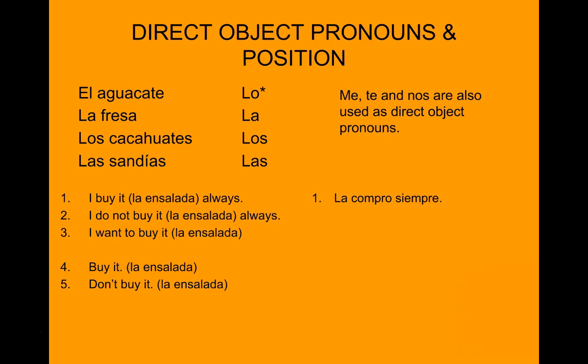I do not buy it always. We're still talking about la ensalada. No la compro siempre. Same as number 1, we put it before the conjugated verb. So if it's a negative sentence, you put it between the no and the verb.